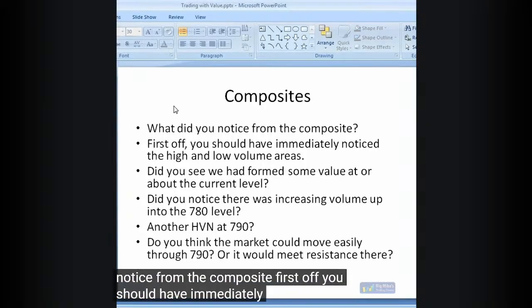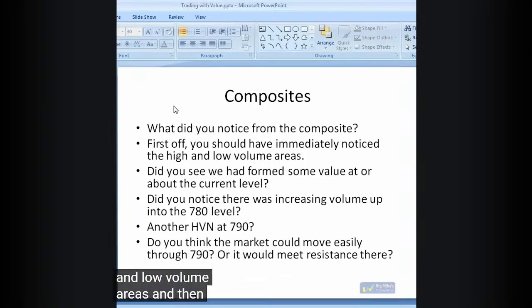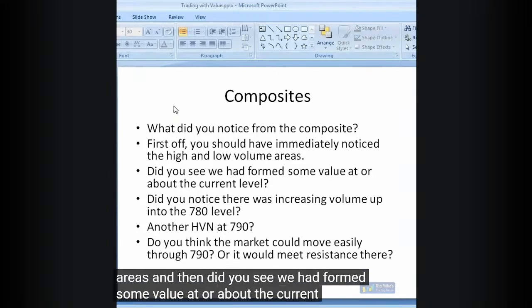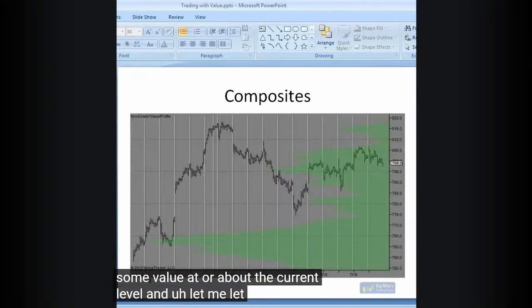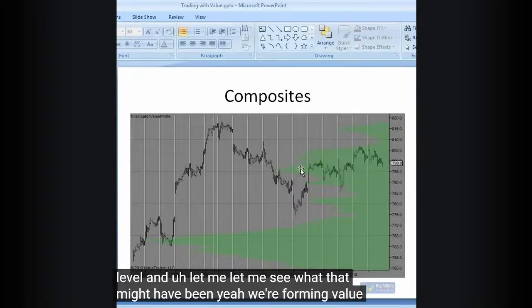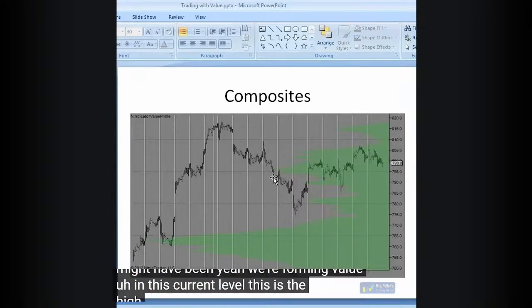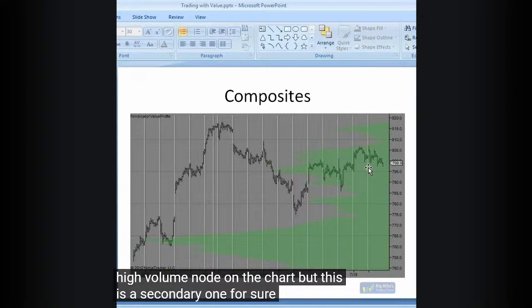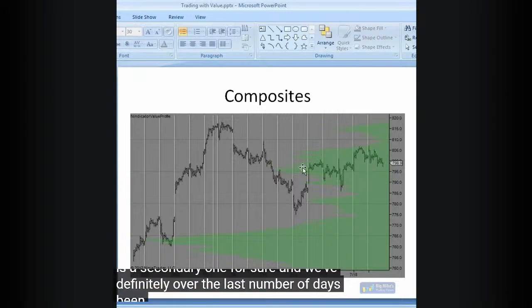Okay, what did you notice from the composite? First off, you should have immediately noticed the high and low volume areas. And then did you see we had formed some value at or about the current level? And let me see what that might have been. Yeah, we're forming value in this current level. This is the high volume node on the chart, but this is a secondary one for sure. And we've definitely over the last number of days been working on that region.